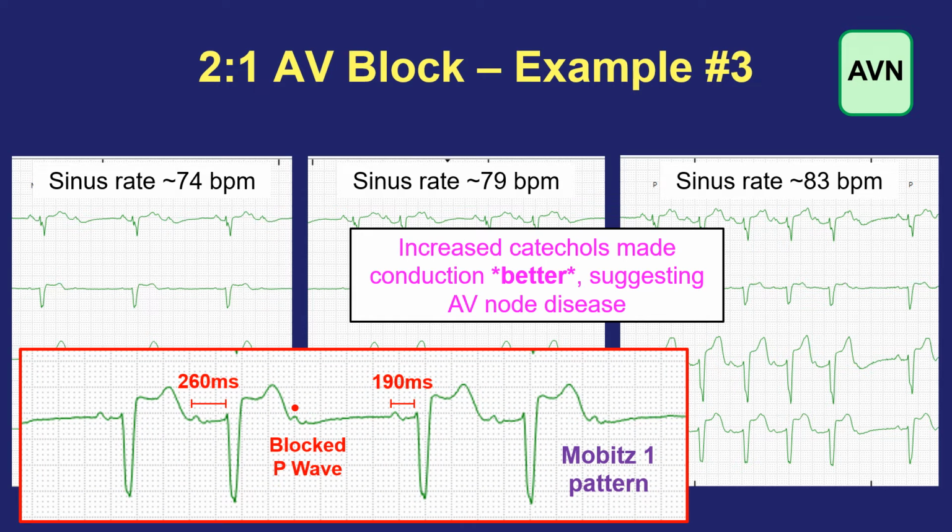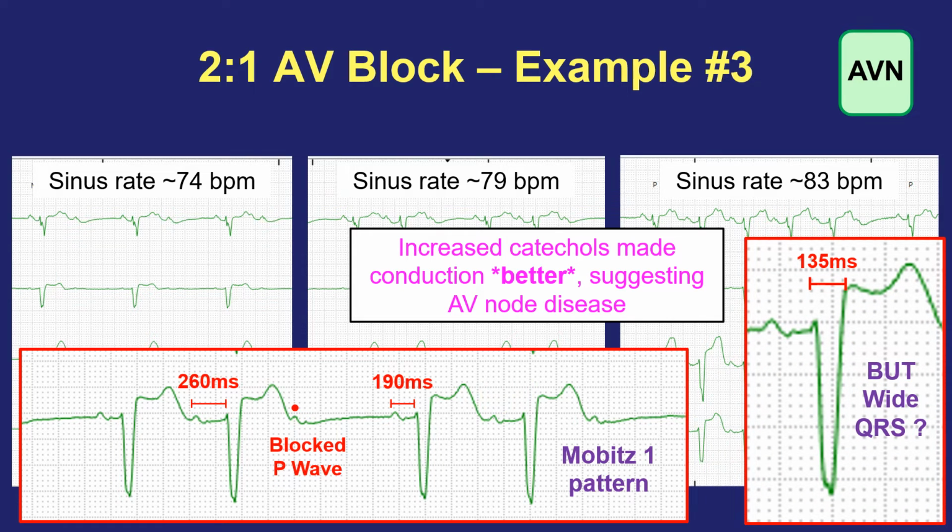And if we, on top of that, go back and look at a blocked P wave and compare the PR interval before and after, we'll see that we had, in fact, a Mobitz 1 pattern, because now we're no longer 2 to 1. We have 3 to 2 or 5 to 4. So we easily can compare PR intervals through the sequence or before and after the blocked P wave. Clearly a Mobitz 1 pattern.